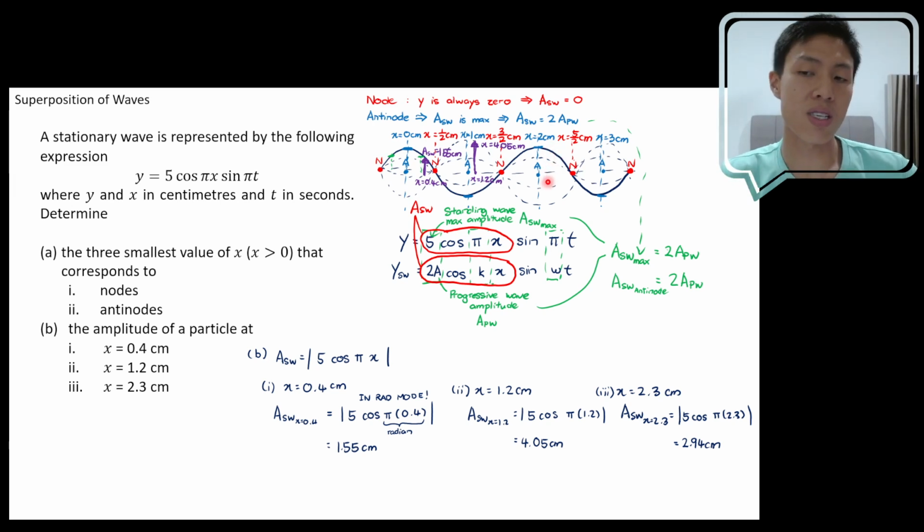So this is how we determine the amplitude of a particle. We use the front part of the standing wave equation, but we take the modulus to remove the direction element. So that's it for this question. Thank you very much.